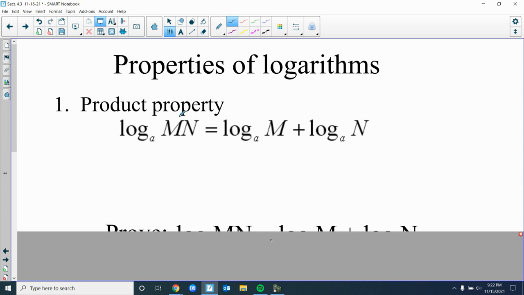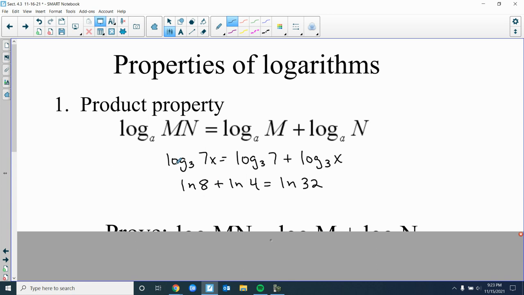So if you have log base 3 of 7x, we can write that as the log base 3 of 7 plus the log base 3 of x. So that can be split up. And if I have the natural log of 8 plus the natural log of 4, I can write that as the natural log of 32. Natural log falls under the same rules.